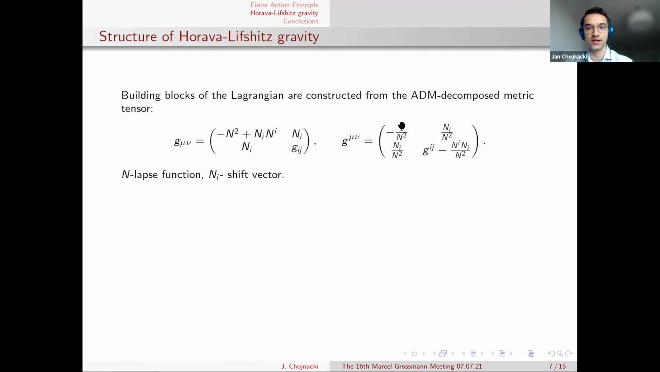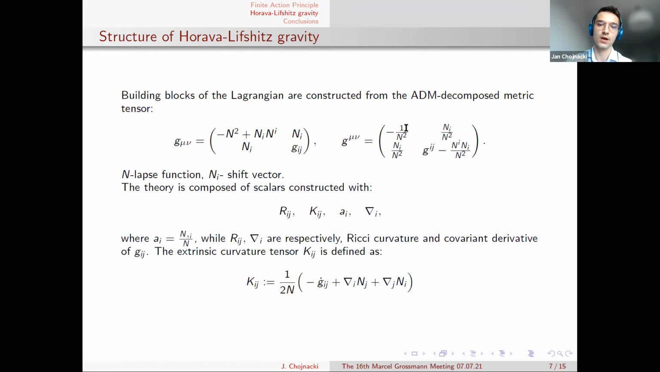is based on ADM decomposition. And then we construct tensors, which are tensors with respect to foliation preserving diffeomorphism. And from these tensors, we can construct Lagrangians. So we will use spatial Ricci curvature, extrinsic curvature, this I vector, and covariant derivative with respect to the spatial part of the metric.